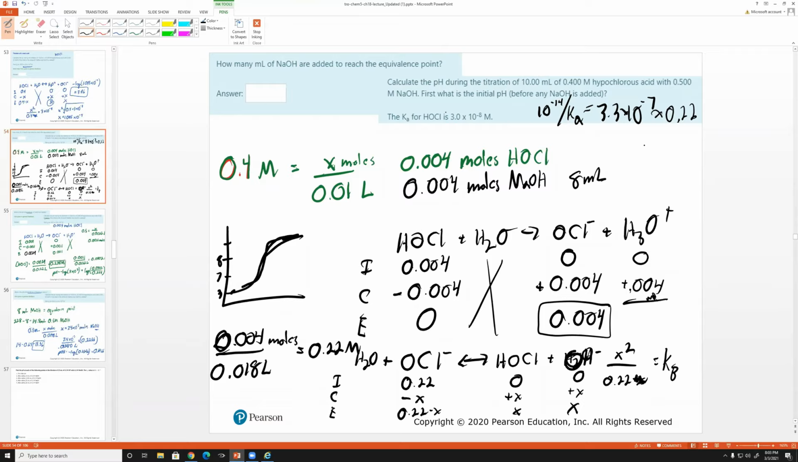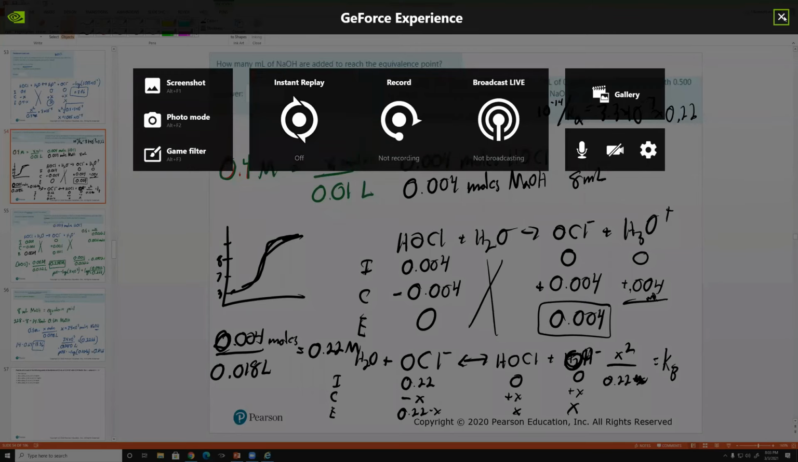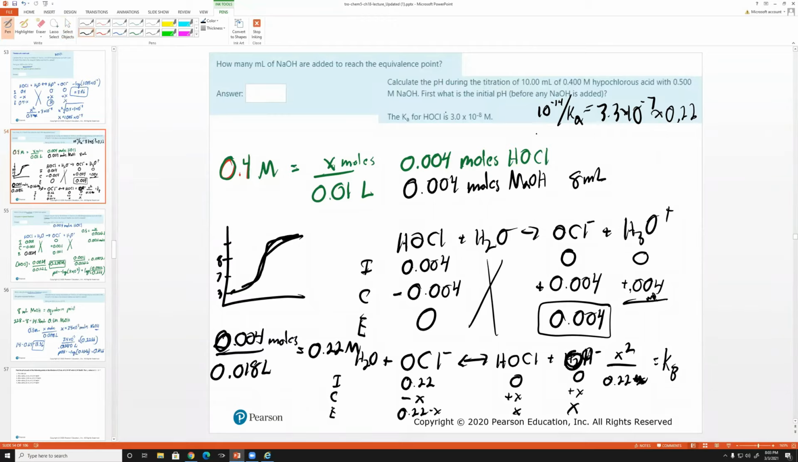Hold on one second. I just clicked the wrong button. And we get for X, 7.13, that doesn't make any sense. Wait, I think I did that wrong. Let me do that one more time. I took a log of it, that's why. The square root of 3.3 times 10 to the negative 7 times 0.22. And that makes sense.